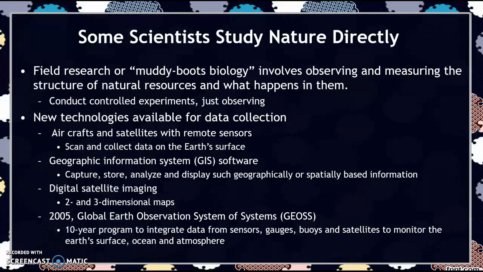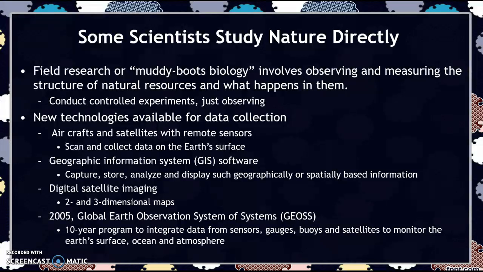So some scientists study nature directly, and that's through field research, or in other terms, muddy boots biology. This involves observing and measuring the structure of natural resources and what happens in them. So actually going out into the field, kind of like we did with our field trip. In field research, scientists often conduct controlled experiments, or they're just observing, or they're just collecting data. For us, when we went and did our field trip, we were just observing, we were just collecting data. We didn't actually set up an experiment and leave things there and come back and take continuous data. We were just observing what was there.